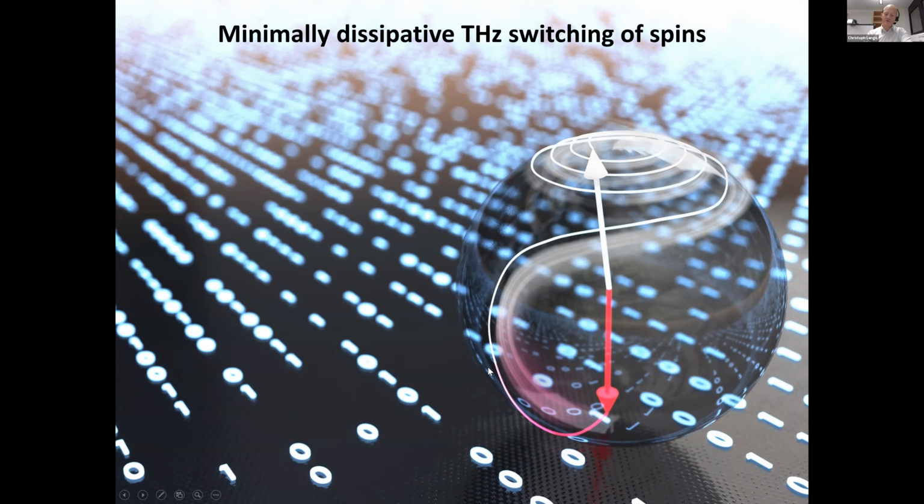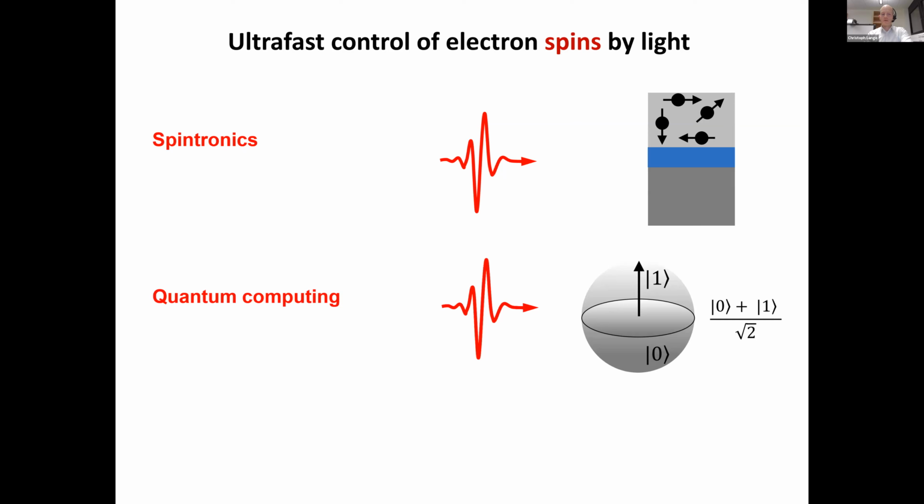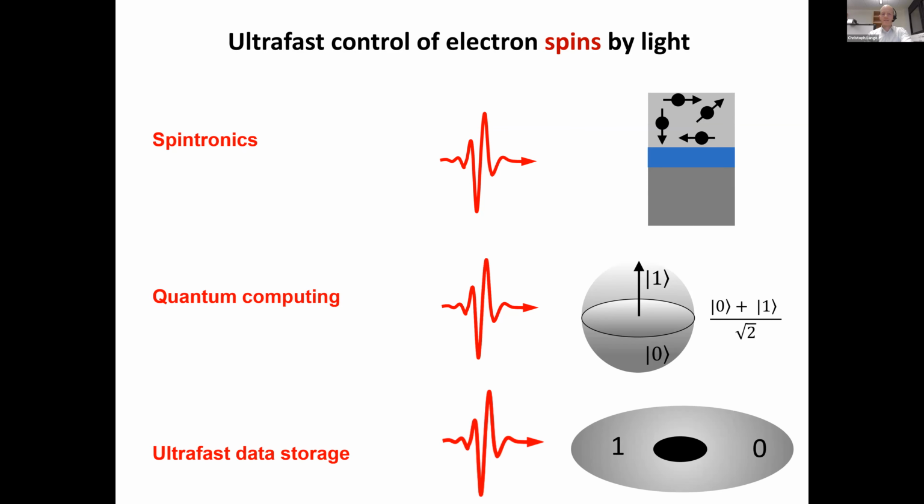So the idea here is to switch spins between different local potential minima with the ultimate goal of picosecond magnetic storage devices. Control of spins by light is obviously technologically highly interesting. It's the foundation of spintronics and quantum computing, also in ultra-fast data storage.